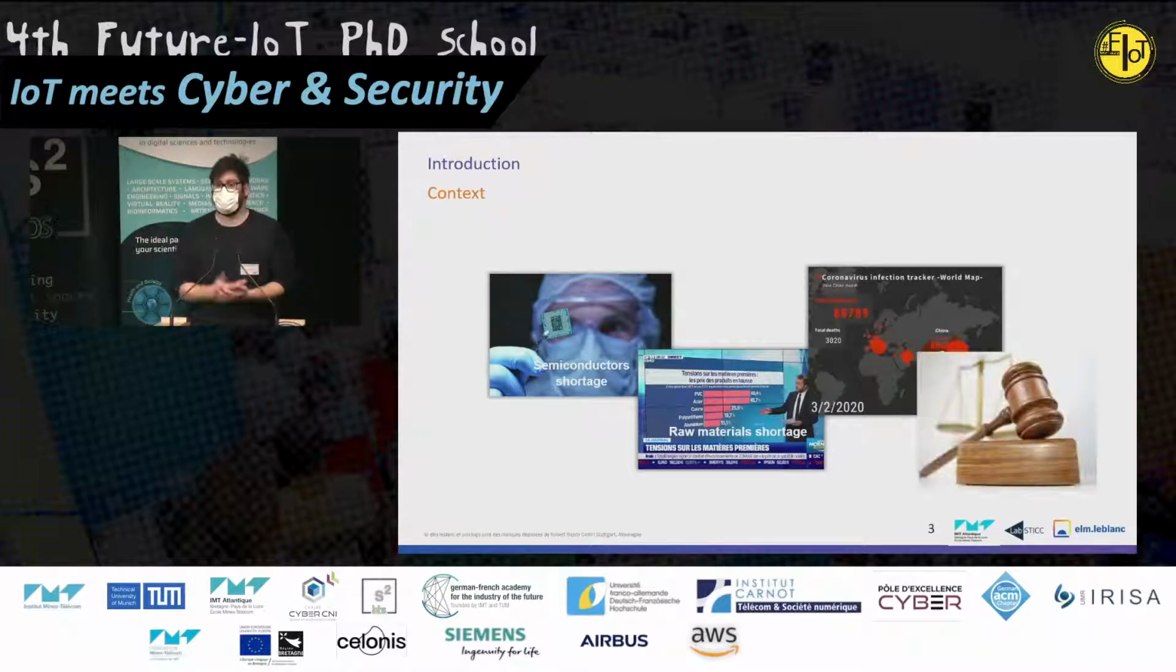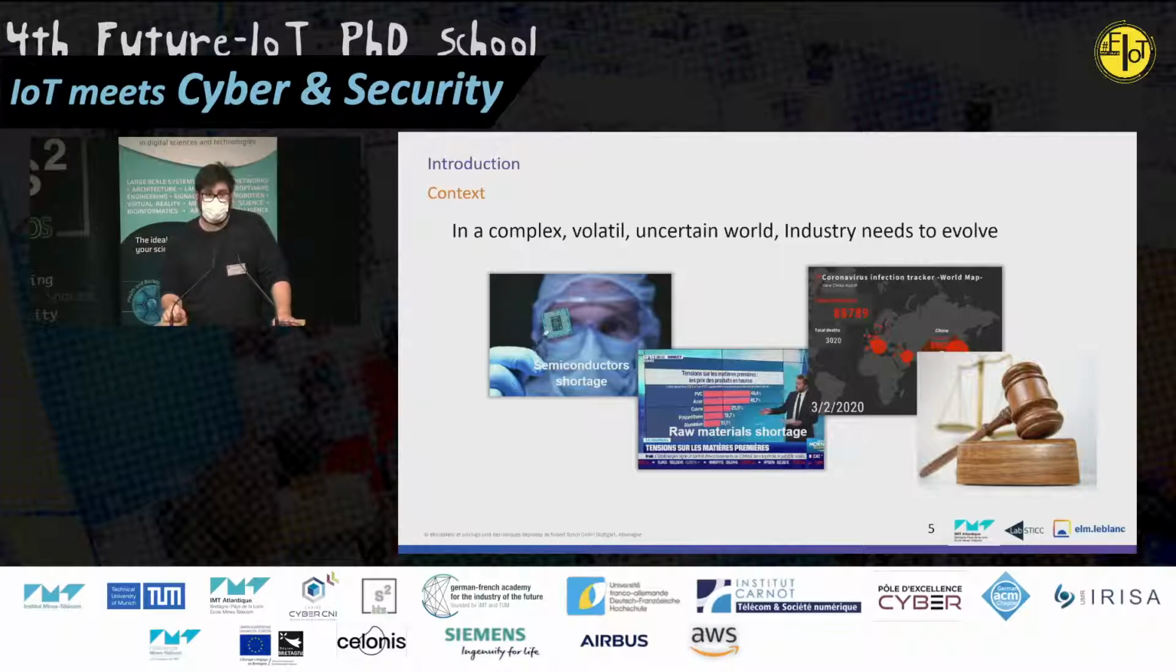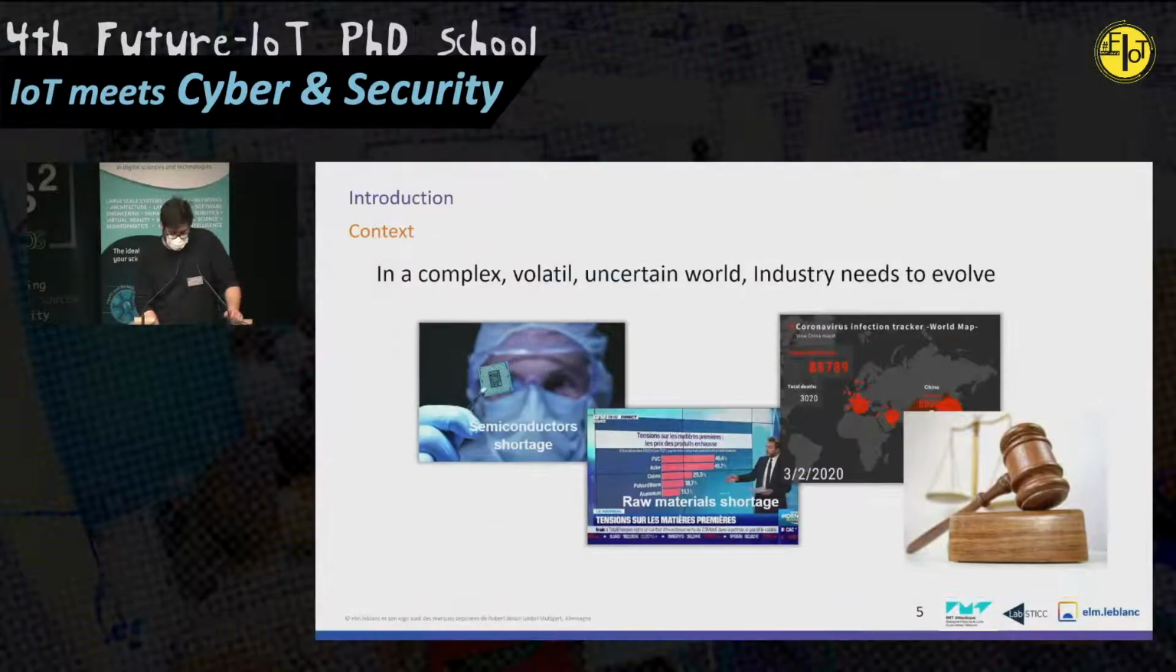And we have new laws that will induce change in industry. For example, in our case, we were manufacturing new boilers working with fuel, and the government passed a new law which forbids these new boilers. So right now we have a whole new assembly line that doesn't work because of this law. So in this complex and volatile world, we need to make industry evolve.